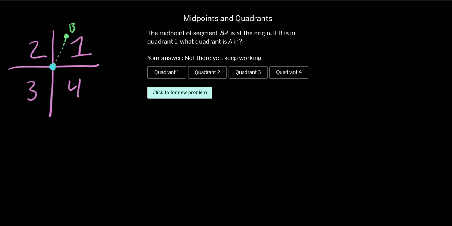If we think for a second about what a midpoint means, a midpoint is the middle point. It's in the middle of the line. That means to get from B to the midpoint, you've only gone halfway, which means in that same direction, you have to continue extending to reach the point A. And if we continue extending, that pushes us into quadrant 3 for our answer.